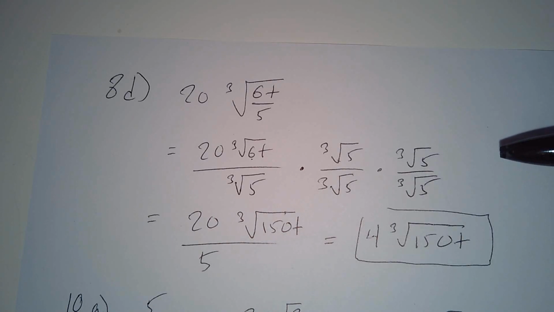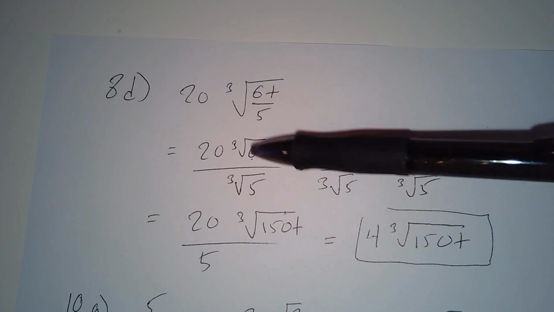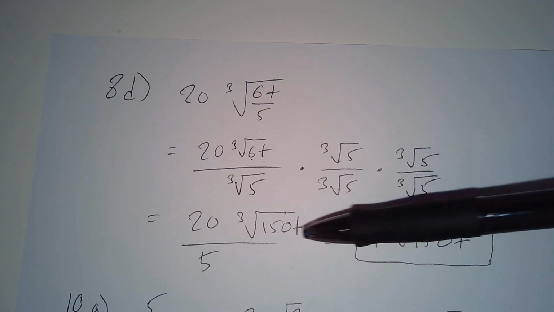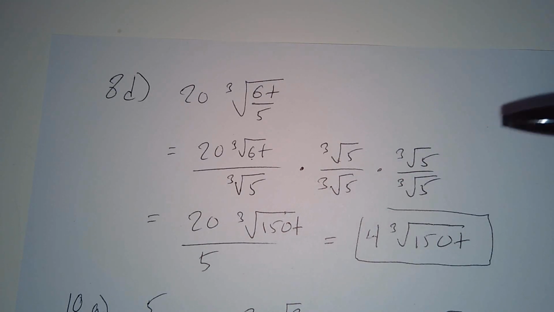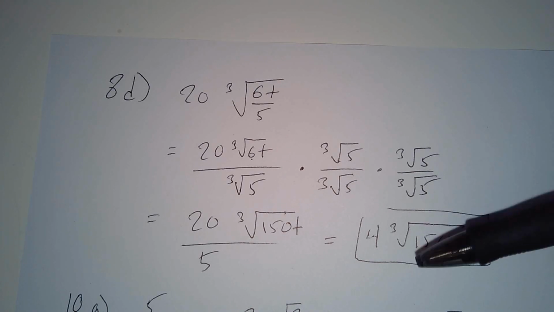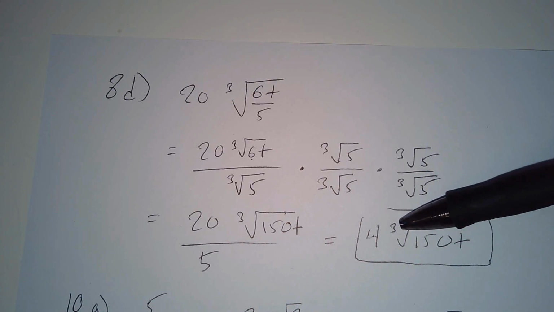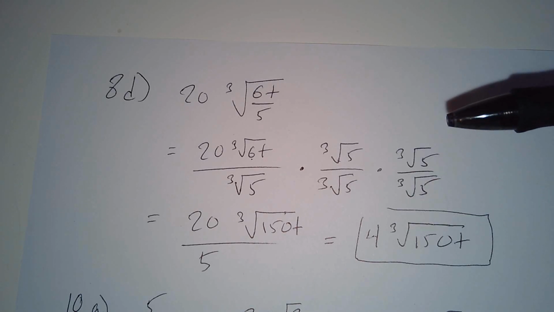Okay, and then on the top you're multiplying 6t by 5 by 5, so that gives you the 150, and then the 20 over 5 gives you 4. Make sure when you do these questions that you keep the 3 in, just to indicate it's a cube root. Don't get rid of that 3, because then it looks like a square root.